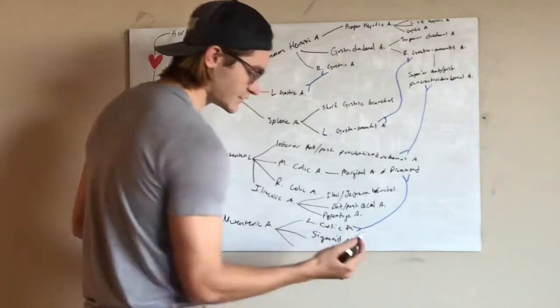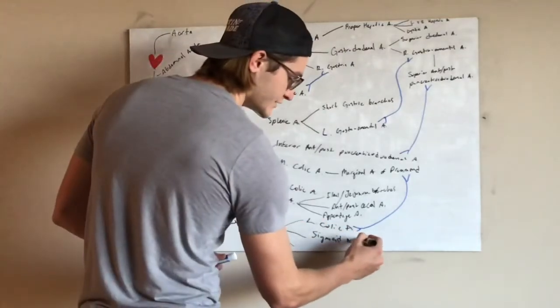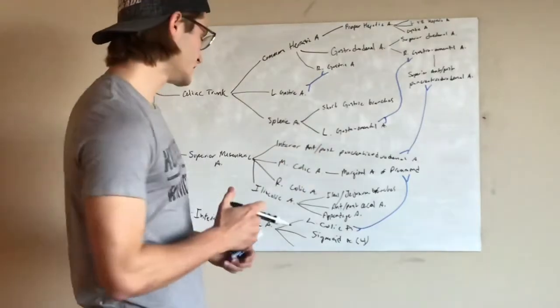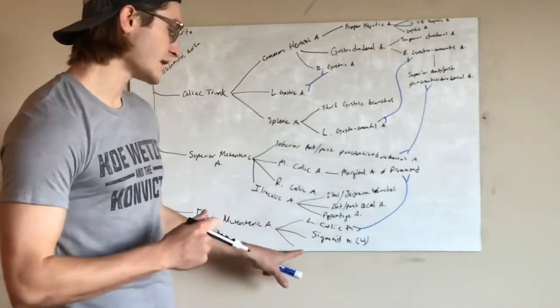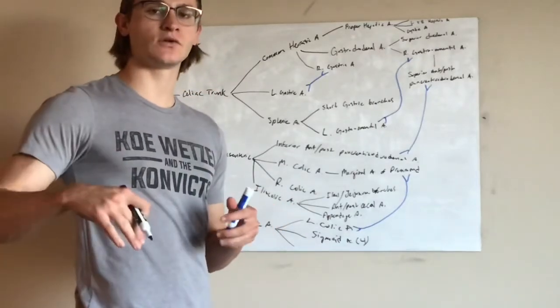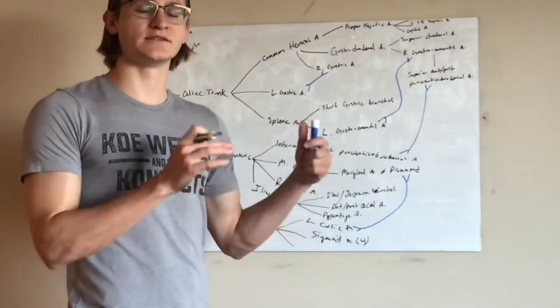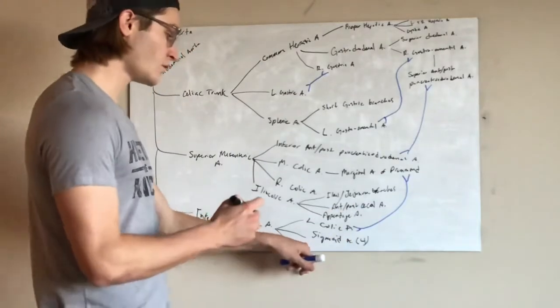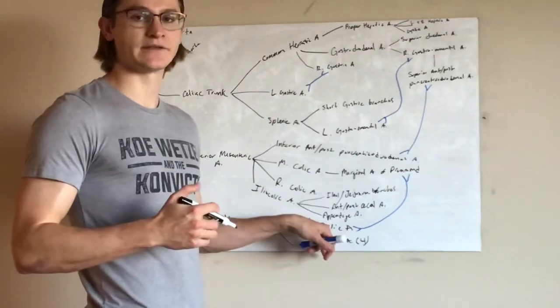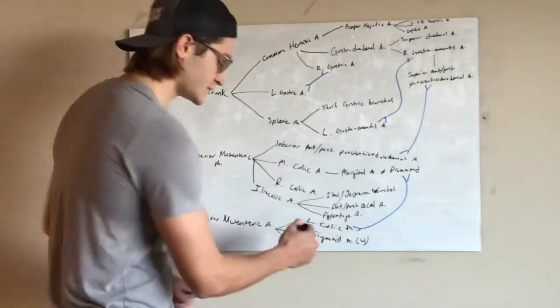Then we're going to have the sigmoid arteries. There's going to be 4 branches. That's kind of a key to look for, there's 4 of them. Sigmoid arteries, and then we have our last one. We said that the inferior mesenteric artery supplies the descending colon, the sigmoid, and the rectum. It only makes sense, we've already supplied the sigmoid, we supplied the descending colon. So what's left? The rectal artery.